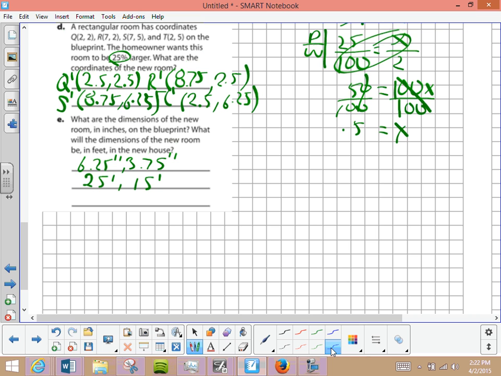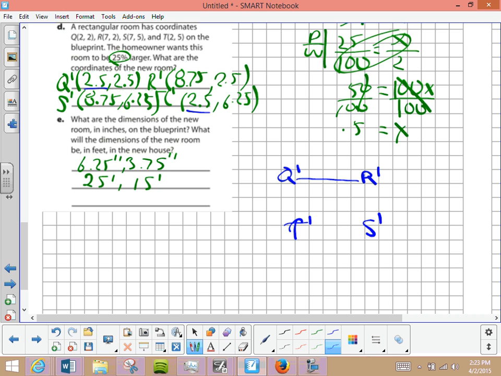We have to first of all identify what the shape looks like. So let's assume that Q is right here, Q prime, and then R prime is right over here. And then S prime, notice that S prime and R prime have the same X. That means they're on the same line. So S prime has to be right here. And then T prime has to be right below Q prime because they have the same X as well. That's T prime.